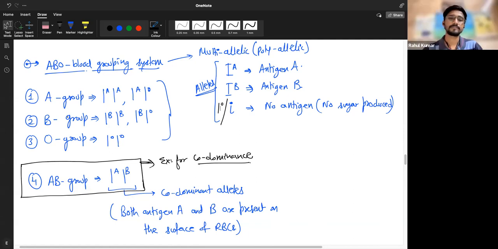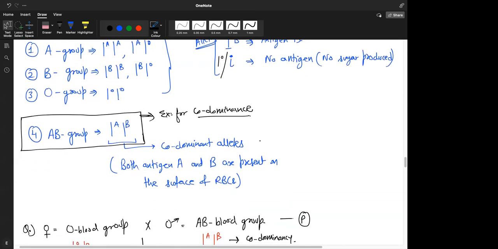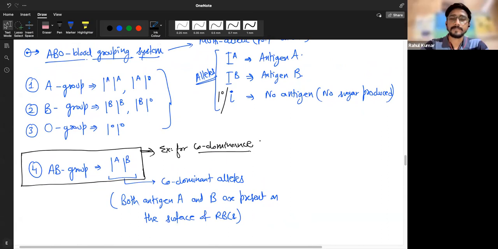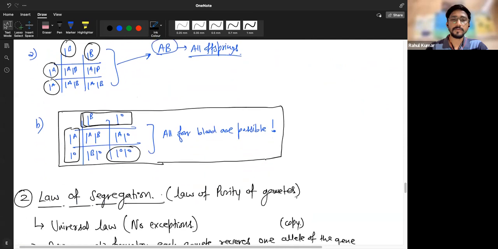So where is codominance? You only told that there is complete dominance. When IA and IB are present together, both express equally, and antigen A and antigen B are both present on the surface of RBC, together. Okay, we did certain questions.